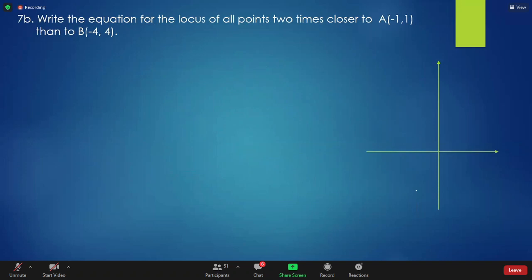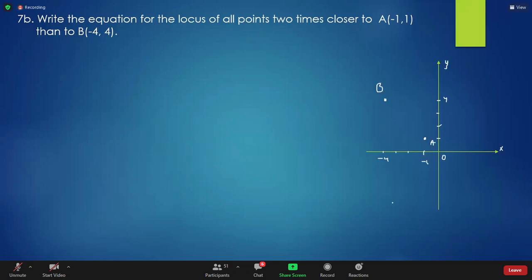Okay, 2 times closer to A than to B. What's that? Minus 1, 1. That would be point A. And minus 4, 1, 2, 3. This is minus 4, and 1, 2, 3. This is 4. This point would be B, and this is A, for example. So in this case, you need to find the equation for the locus of all points that are 2 times closer to A than to B.